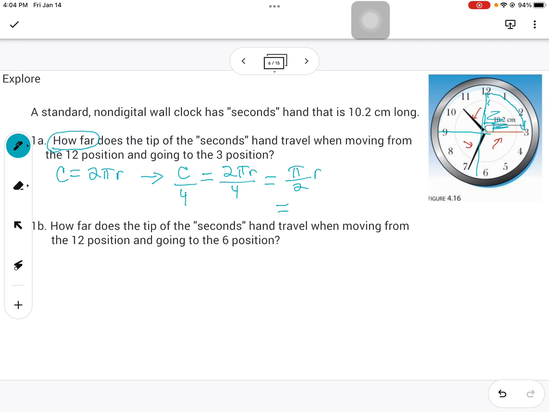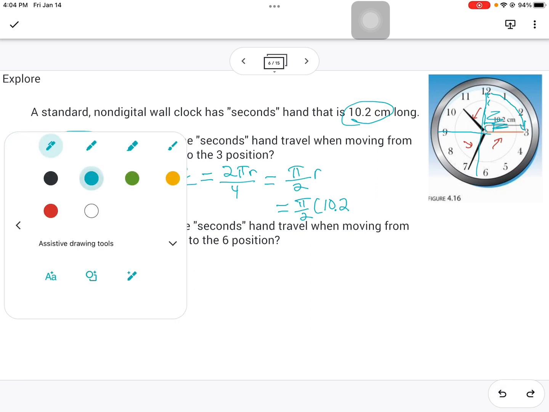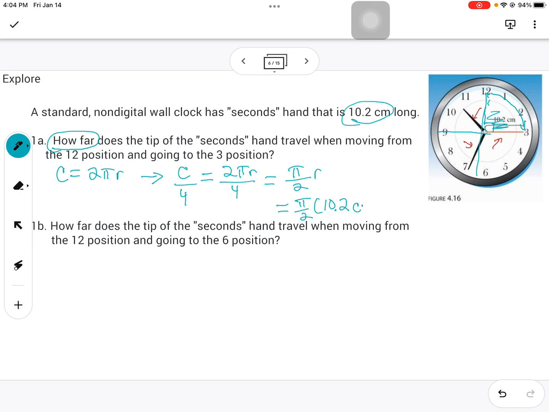Plugging in my values, now I need to find the radius. So this would be pi over 2, and my radius is 10.2 centimeters long. I'm just going to plug it in there, bring the units with it. That looks a little messy and hard to read, so I'm going to go back, and there it is. Let's put it back in now. Make sure you take your units.